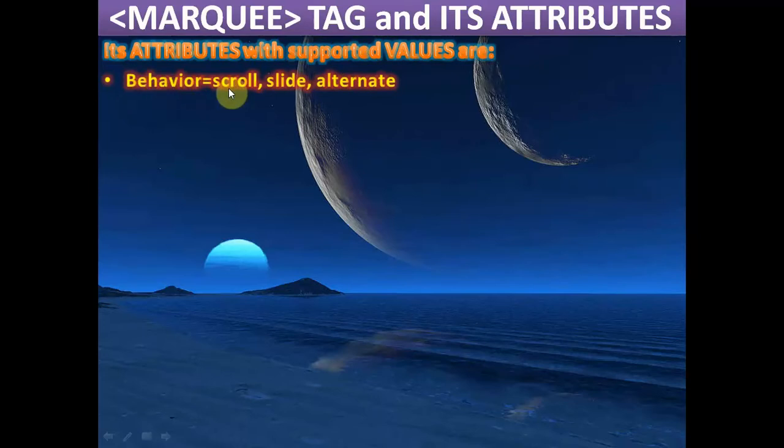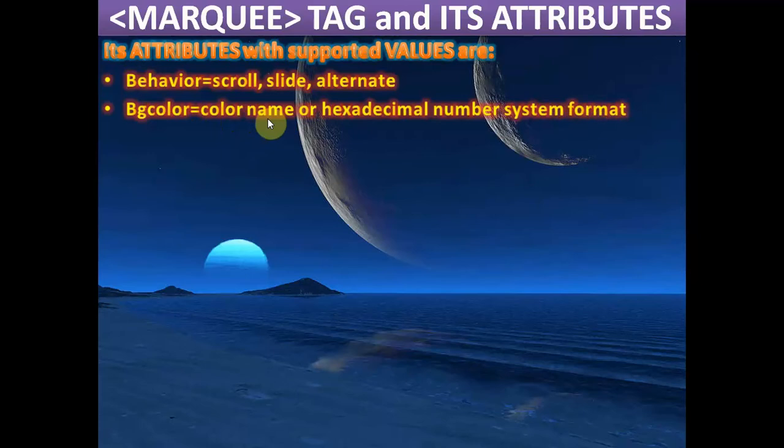It supports three values: scroll, slide and alternate. By default, scroll is the default value of the behavior attribute. Another is bgcolor, and here we can give the name of the color. 16 colors are valid, and you have already read about bgcolor in the last video, so you can give the combination in hexadecimal number system format.